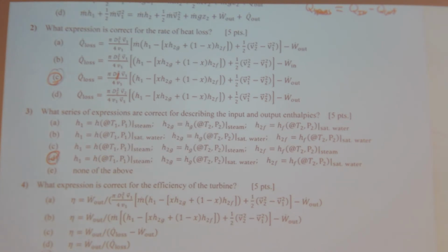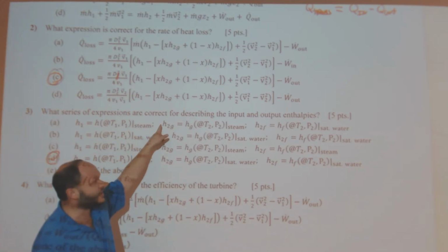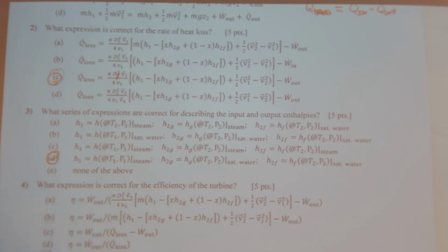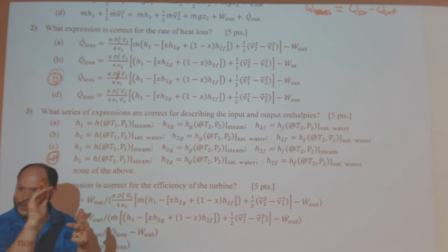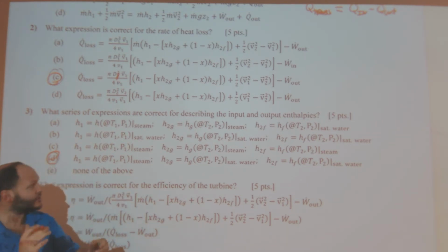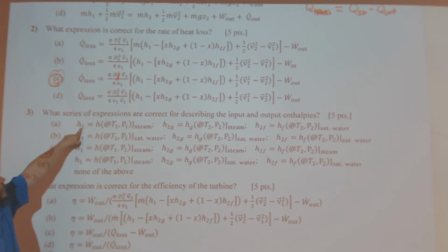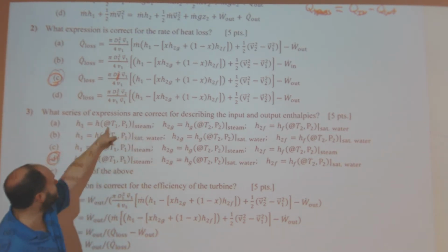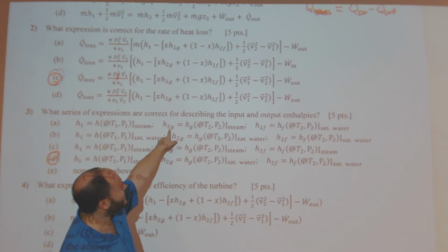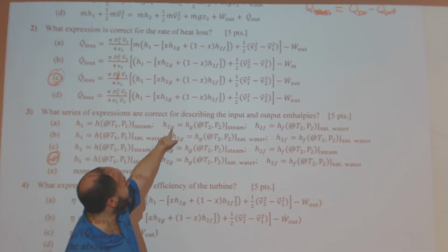I'm just going to point out that this is the right answer. What series of expressions are right for describing the input and output enthalpies? This is really important to talk about because, from the turbine perspective, we have a control volume of steam, superheated steam coming in, crossing the turbine boundary. Within that control volume, the steam coming in has properties: a temperature and pressure. So H1 represents the enthalpy of the superheated steam coming in, and this is true. And then I have this one here, which is the output in gas form.